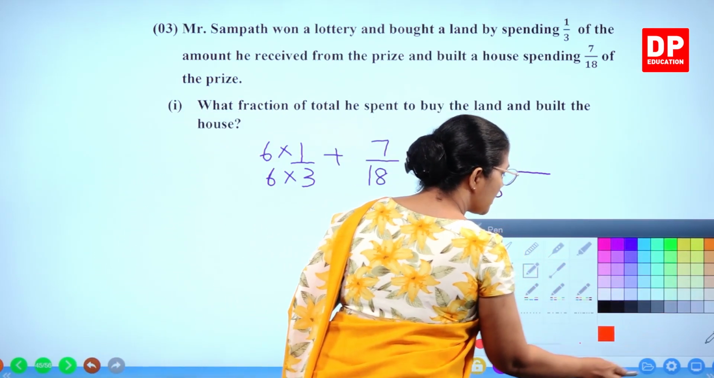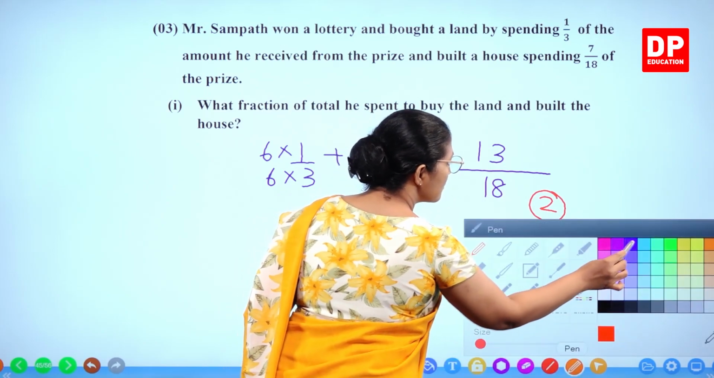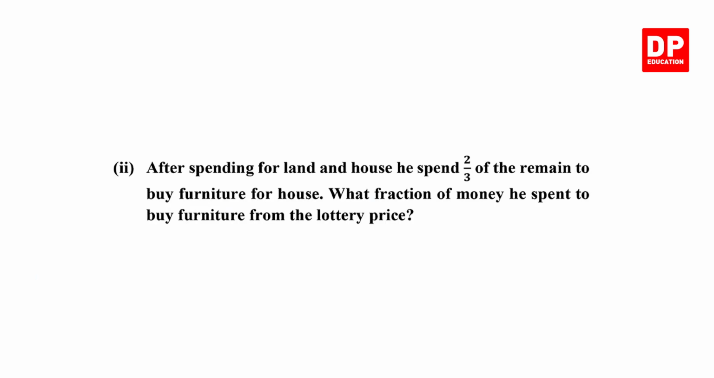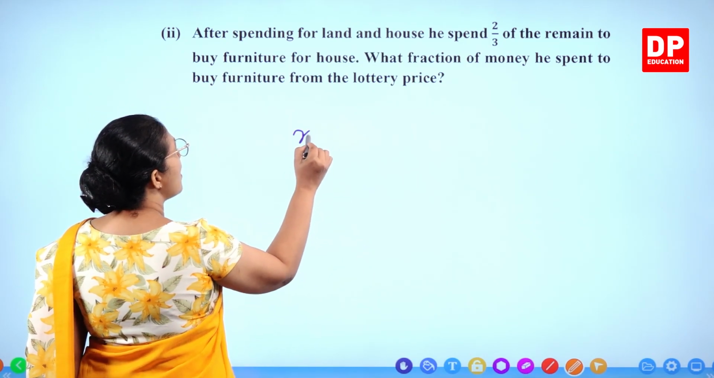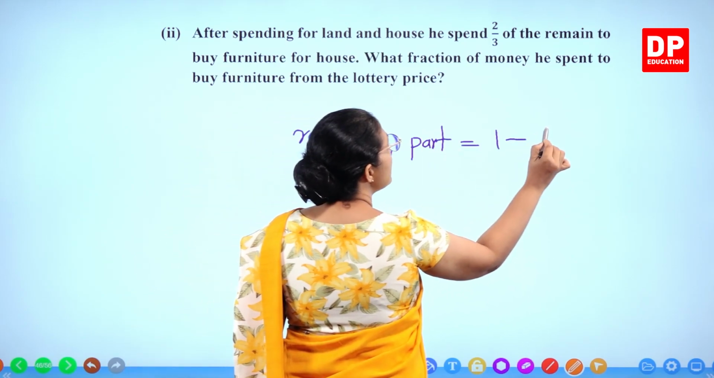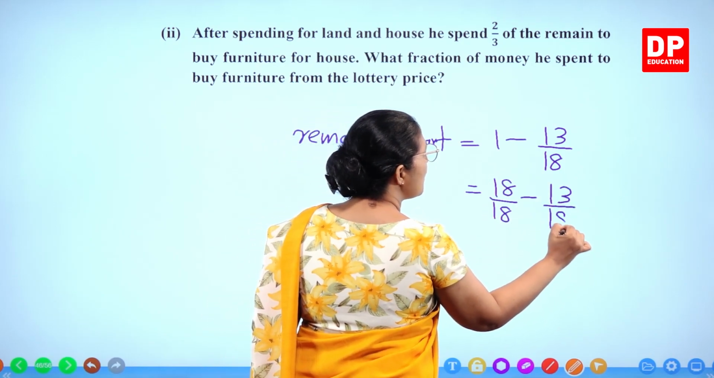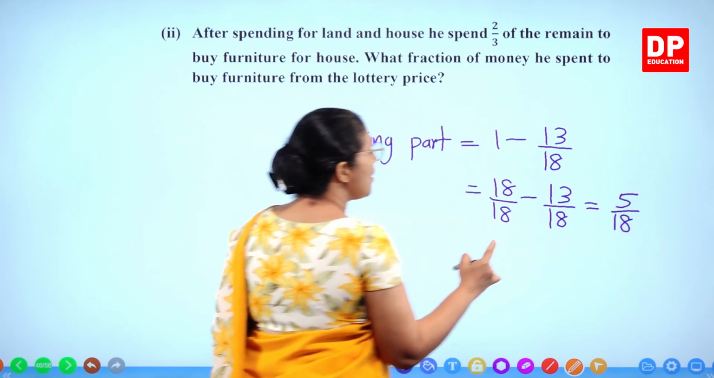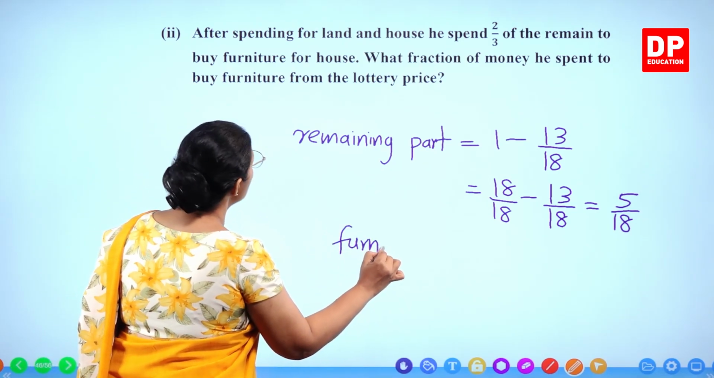So how many marks for this part? You are getting 2 marks. Part 2, after spending for land and house, he spent 2/3 of the remaining to buy furniture for the house. What fraction of money did he spend to buy furniture from the lottery prize? So what is the used amount? 13/18. So the remaining part is 1 minus 13/18. So you can write 1 as 18/18, and subtract this value, you get 5/18 is the remaining part. From that, 2/3 to buy furniture. So what's the fraction for furniture?